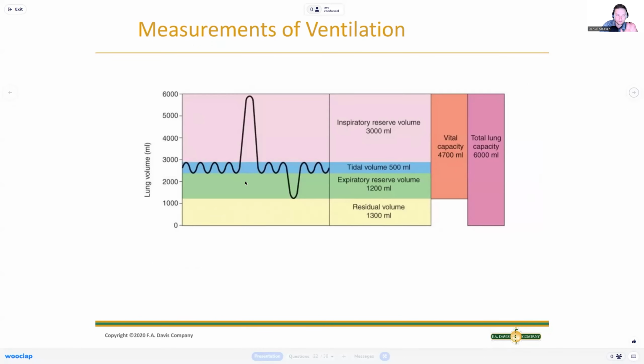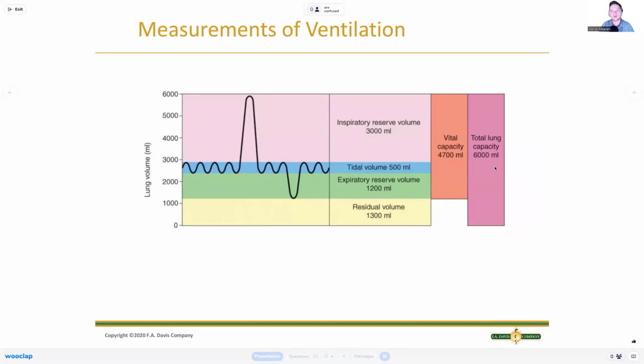My highlights for this are pretty straightforward overall, really just some of the terms here. Measurements of ventilation is talking about how much air we actually breathe in. One big thing I like to mention to people is that we don't push all the air out that we can. We don't breathe every bit of air in, and we don't breathe every bit of air out that we can.